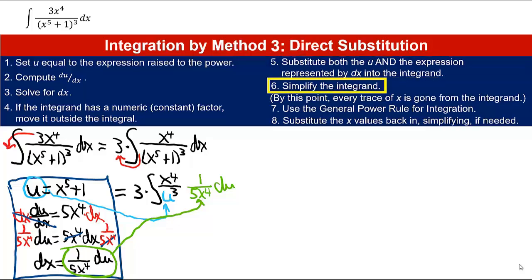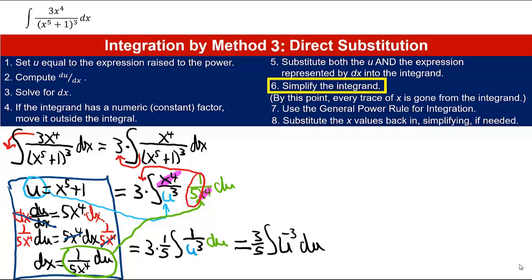Now we want to simplify the integrand. The first thing I hope that you notice is that there's an x to the 4th in the numerator and an x to the 4th in the denominator, which will divide out. You also notice that there's a 1/5 left as a factor inside the integral, which can also be moved out, and it'll eventually multiply by the 3. All that leaves inside the integral is a 1 in the numerator, a u to the 3rd in the denominator, and the du on the end. Look at that very carefully because this is important.